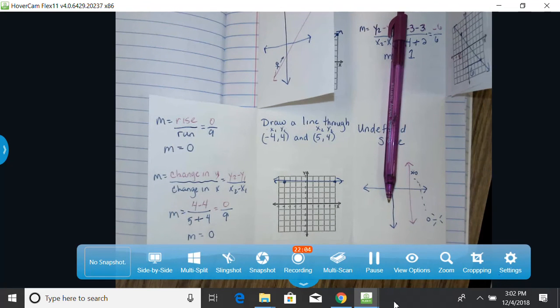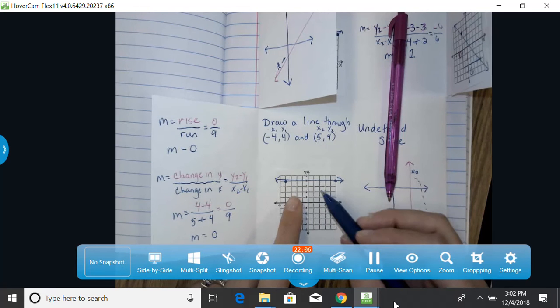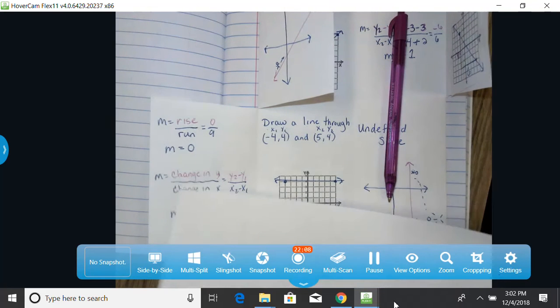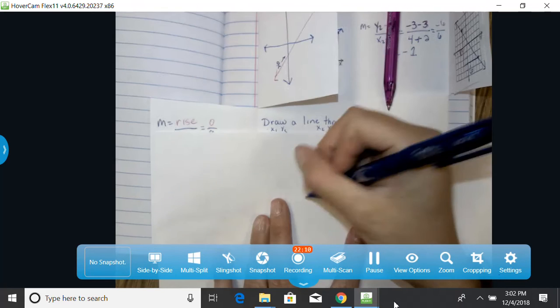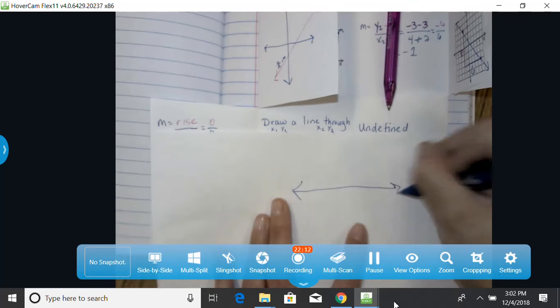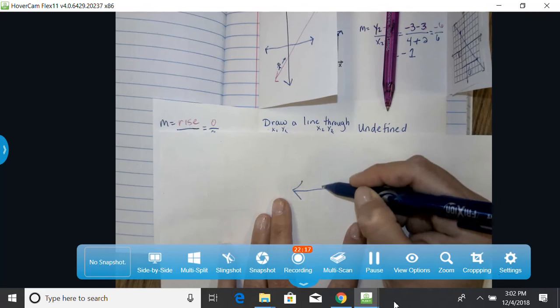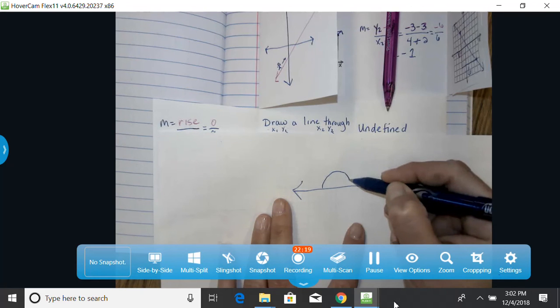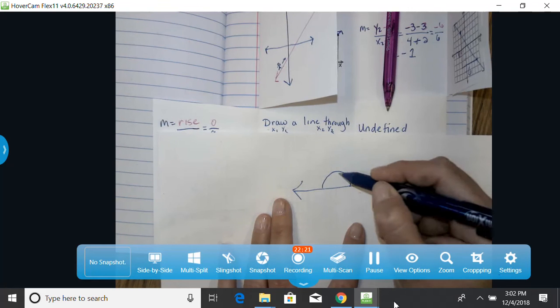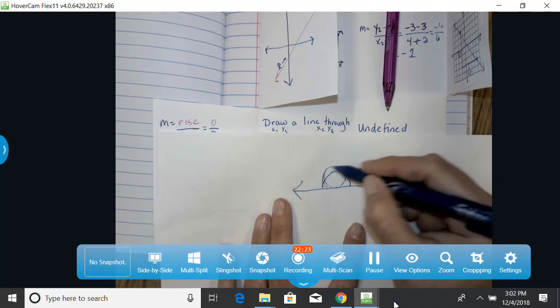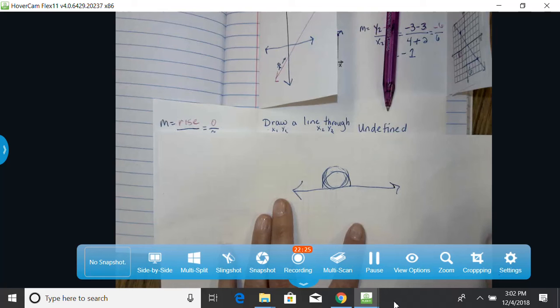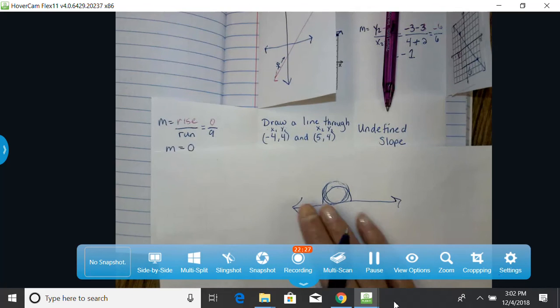I tend to remember this one. I think of a 0 slope like the horizon. It's a horizontal line. And when the sun's coming up over the horizon, a sun kind of looks like a 0. So that's what it makes me think of. The sun coming over the horizon is a 0. That's how I remember that that has a 0 slope.